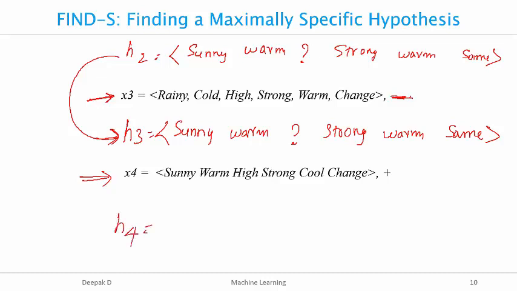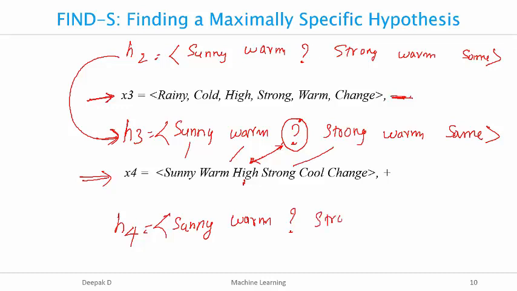So the updating hypothesis is sunny same. When you have same, don't do anything, you keep it as it is. Warm also same. So when you have high and strong, you see there are two constraints. One is the actual value, and the other, that is any value is acceptable. When you compare these two things, which is the more general constraint, this is your more general constraint, so keep that value.